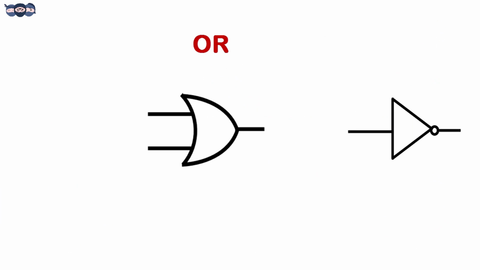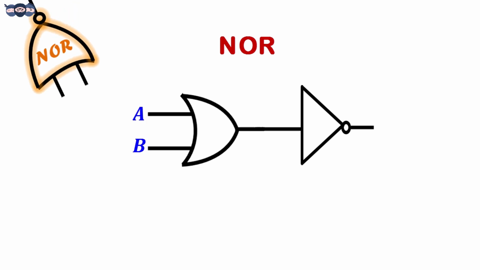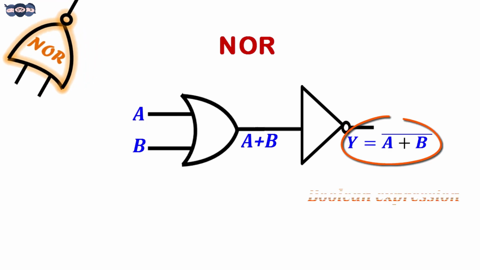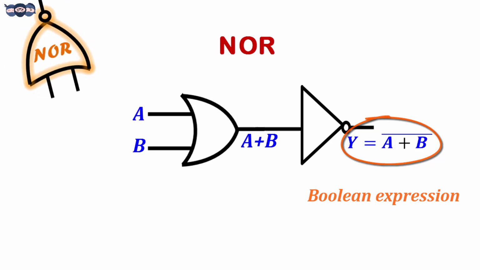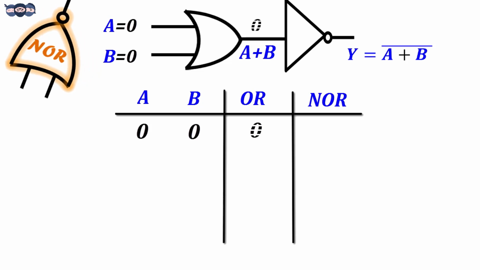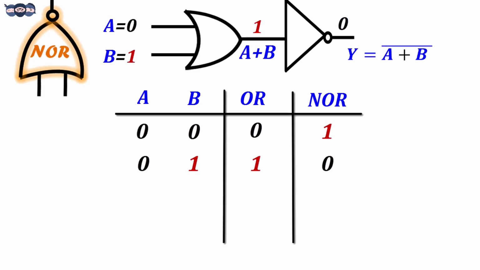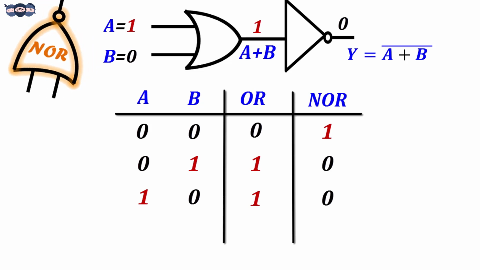An OR gate followed by a NOT gate is a NOT OR, or NOR gate. The output Y is the complement of the OR gate output. Let us look at its truth table. When both the inputs are at logic 0, the output of OR gate is 0 and NOR gate is 1. For all the other input combinations, the output of NOR gate is 0.